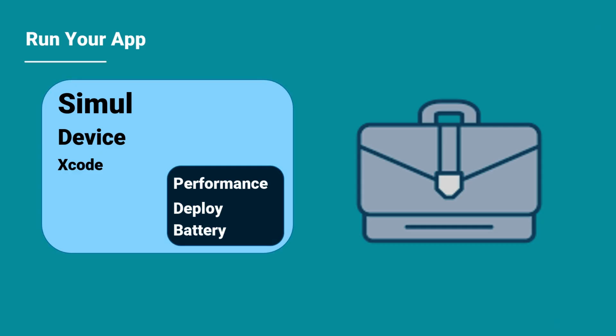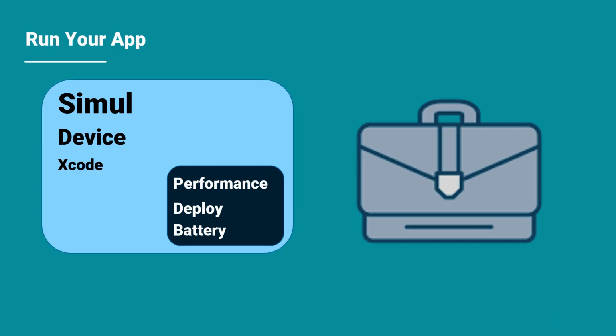So to run your app on a real device, it's pretty straightforward. First, just make sure your device is connected to your Mac and it's trusted. Next, open your Xcode project. And now here's the fun part. Select your device from the device list in the Xcode toolbar, and then just click that play button. This will compile your app and deploy it directly to your device.